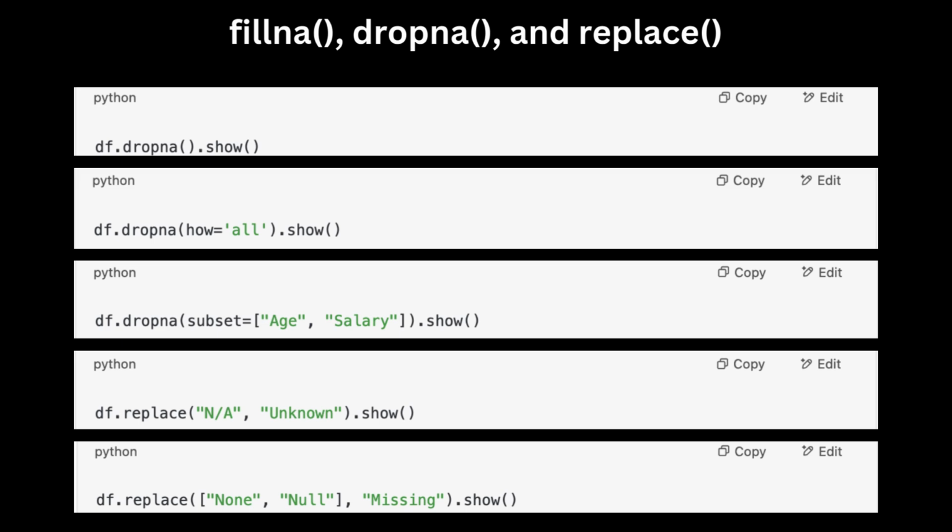dropna helps when you want to remove rows that contain null values, to drop any row with at least one null field, or to only drop rows where all fields are null. You can also limit this to specific columns. Now let's see the replace function. replace is used for substituting specific values, not just nulls. For example, to replace NA with unknown, or to replace multiple values in a single go. Handling missing data smartly is crucial to building accurate models and reports.